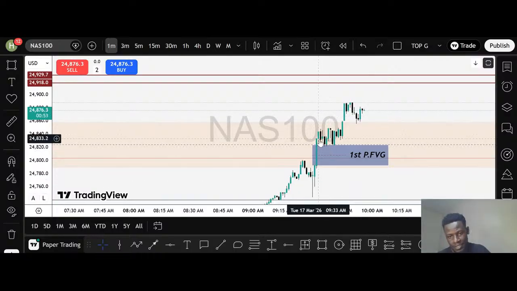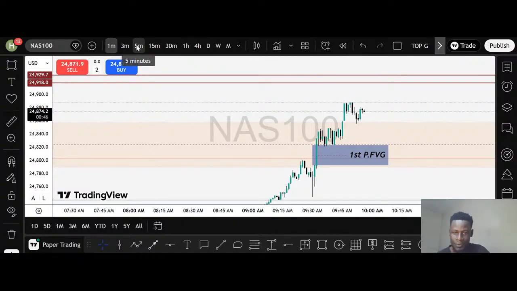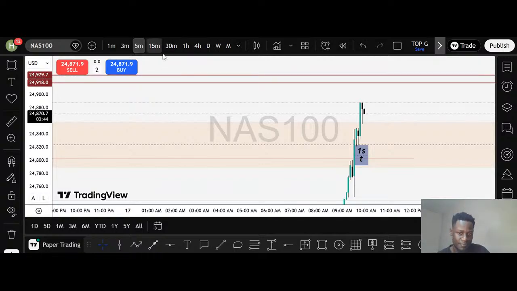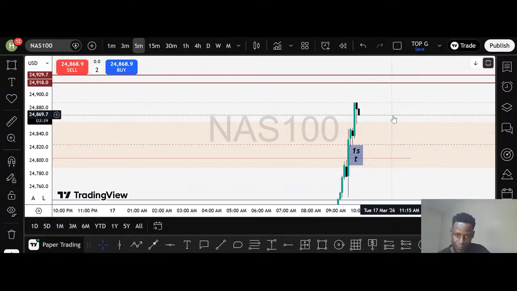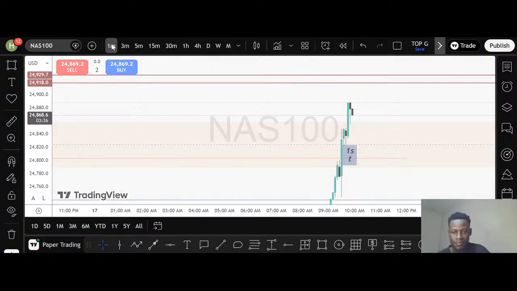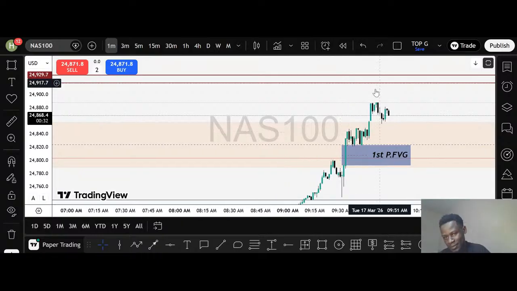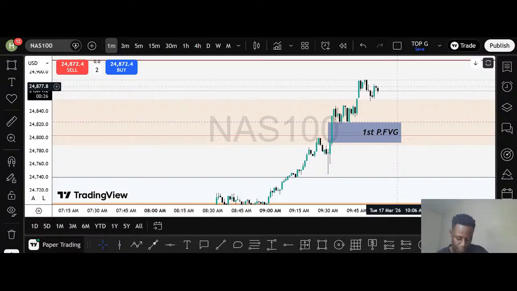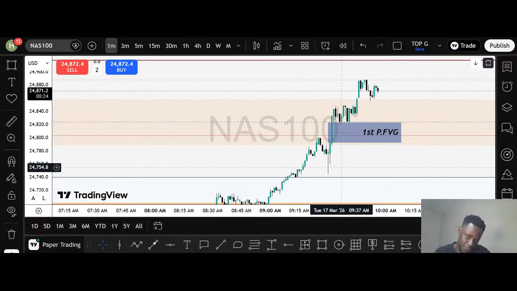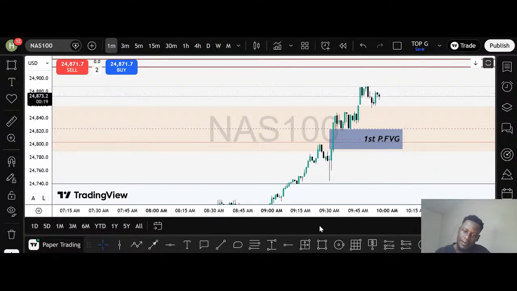So someone longed here, still holding. Nice. I don't know. Anyone who is long is in profit. But for me, I can't really get myself involved because I'm trying to understand what it's really doing. So right now, what it's really doing is simply expanding higher, higher, higher.